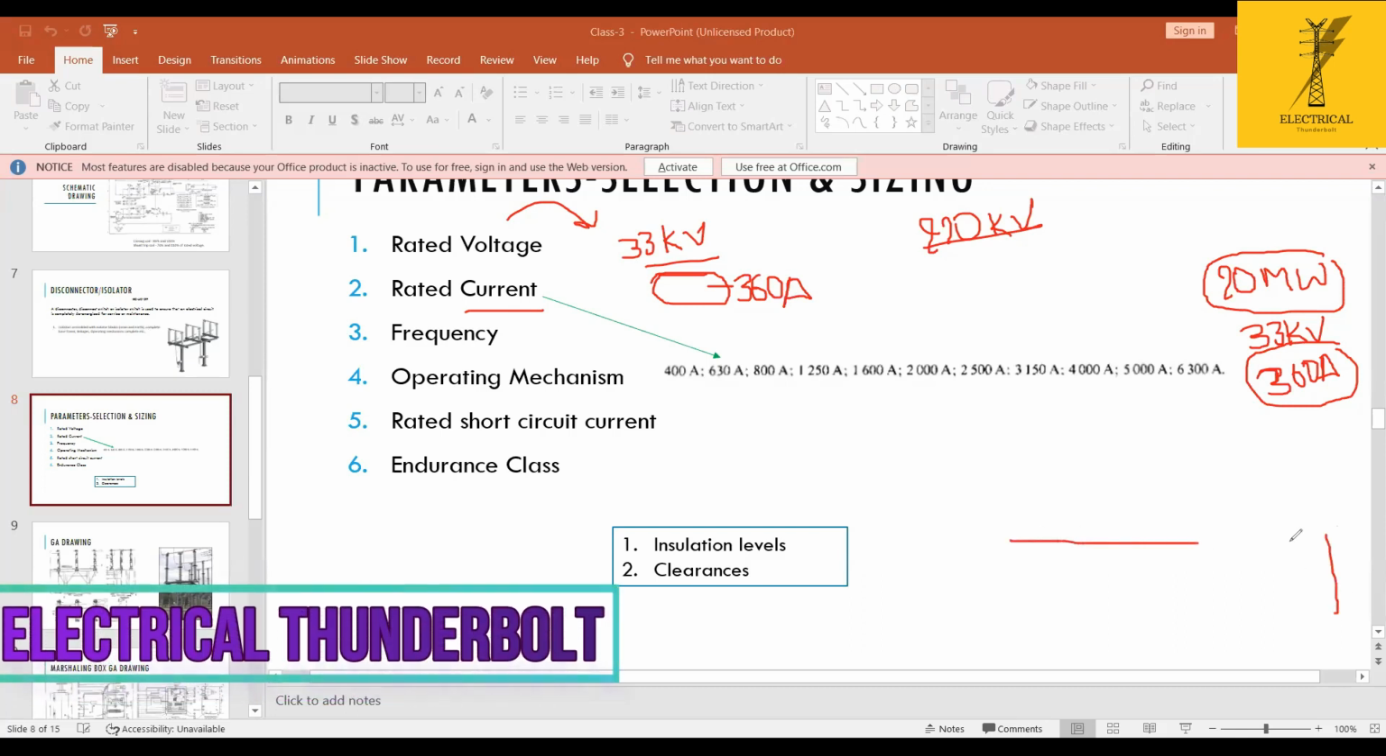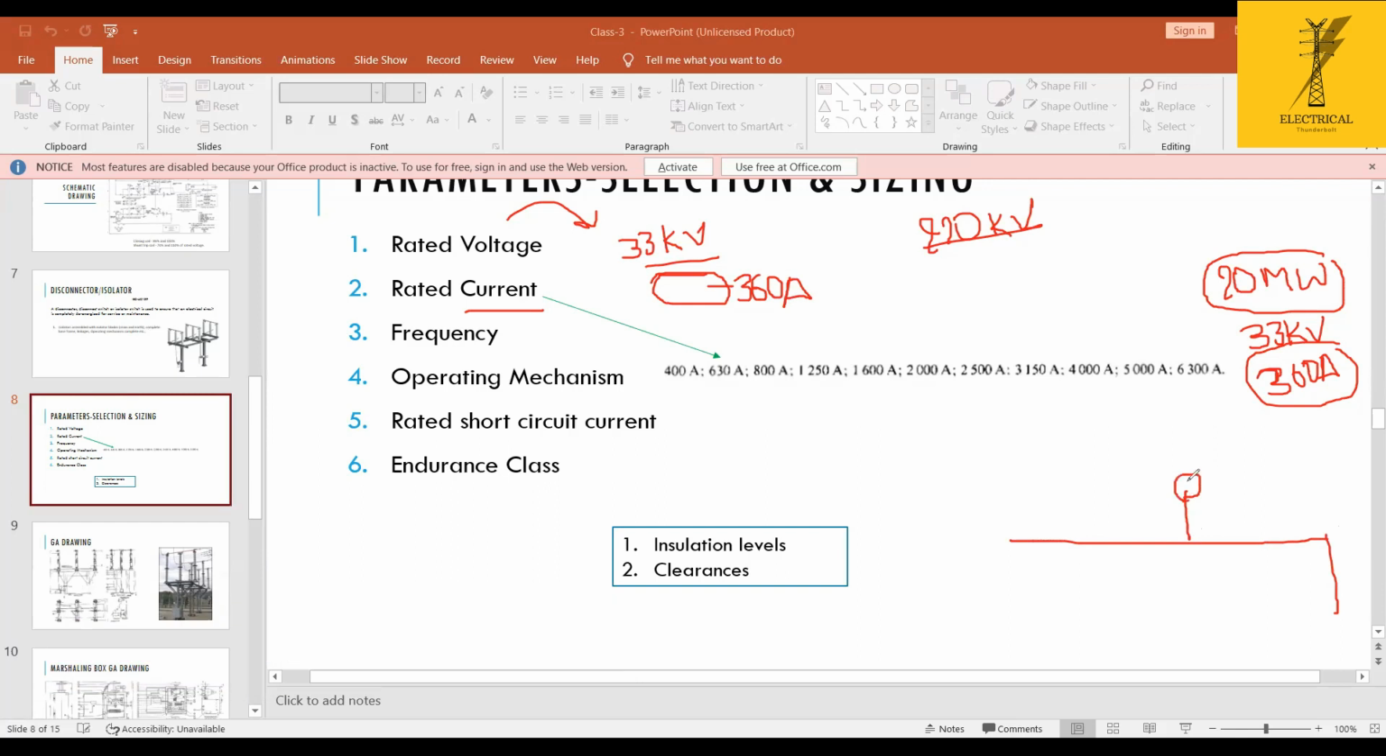And if all the line feeders are connected and connecting to the transformer of 100 MVA, there I require nearly 100 MVA, right? So for 100 MVA at 33 kV, it's nearly 1700 amps. So one more isolator I require is some 1700 amps. These are the two isolators I require here.